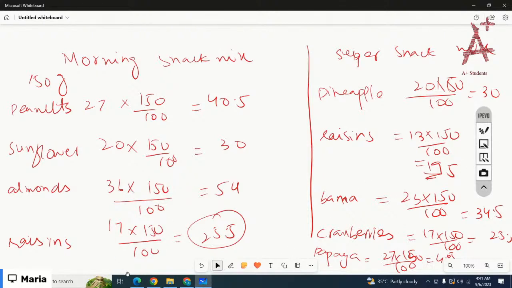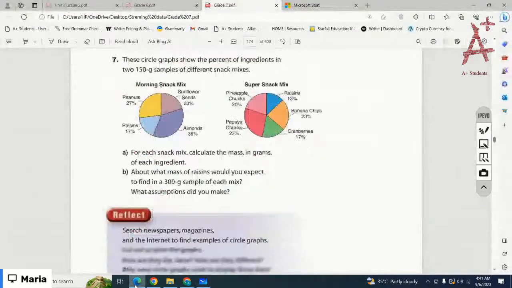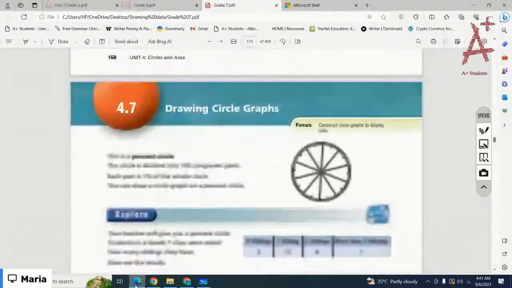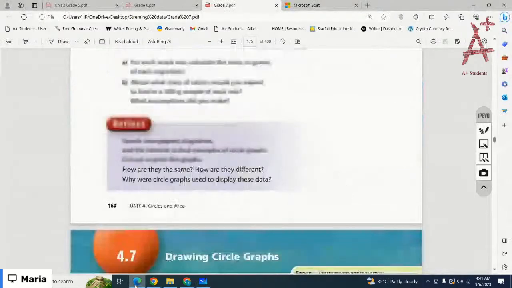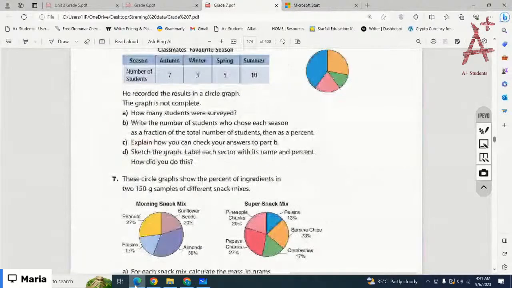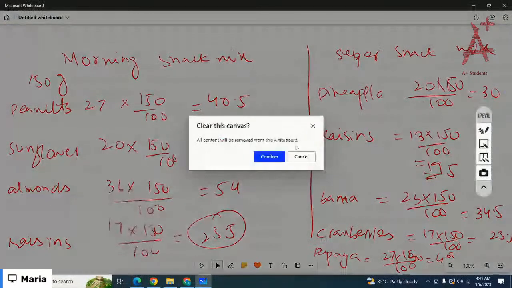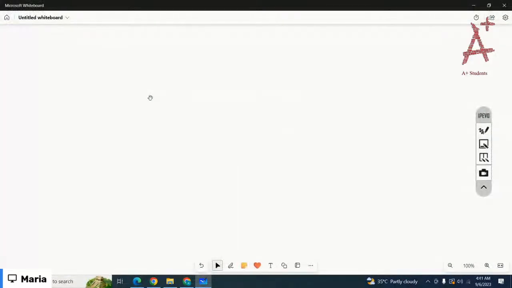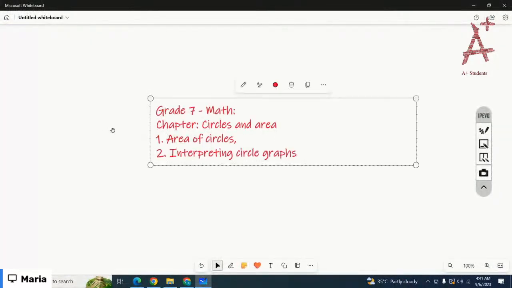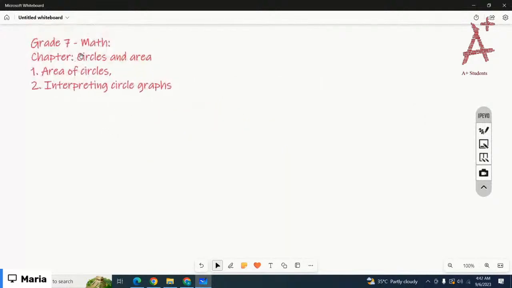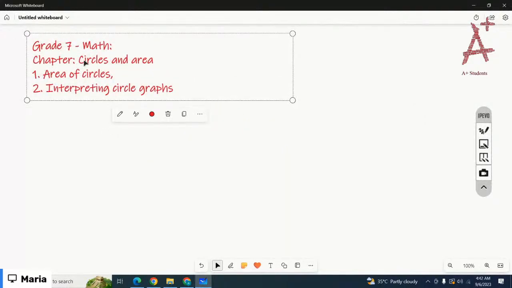Okay, so I think we are done with the lesson. Yes, we are done with the lesson. We're going to start the next lesson, drawing circle graphs, in the next session. So we were working on grade 7 math. We are working on the chapter circles and area. The lessons we have covered today are area of circles and interpreting circle graphs.